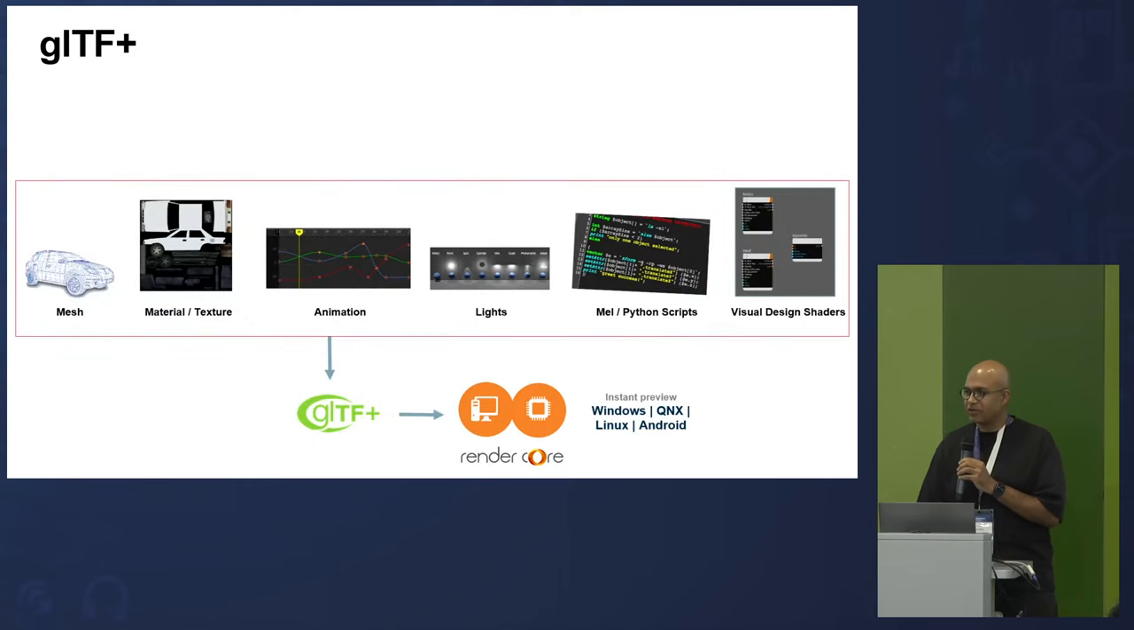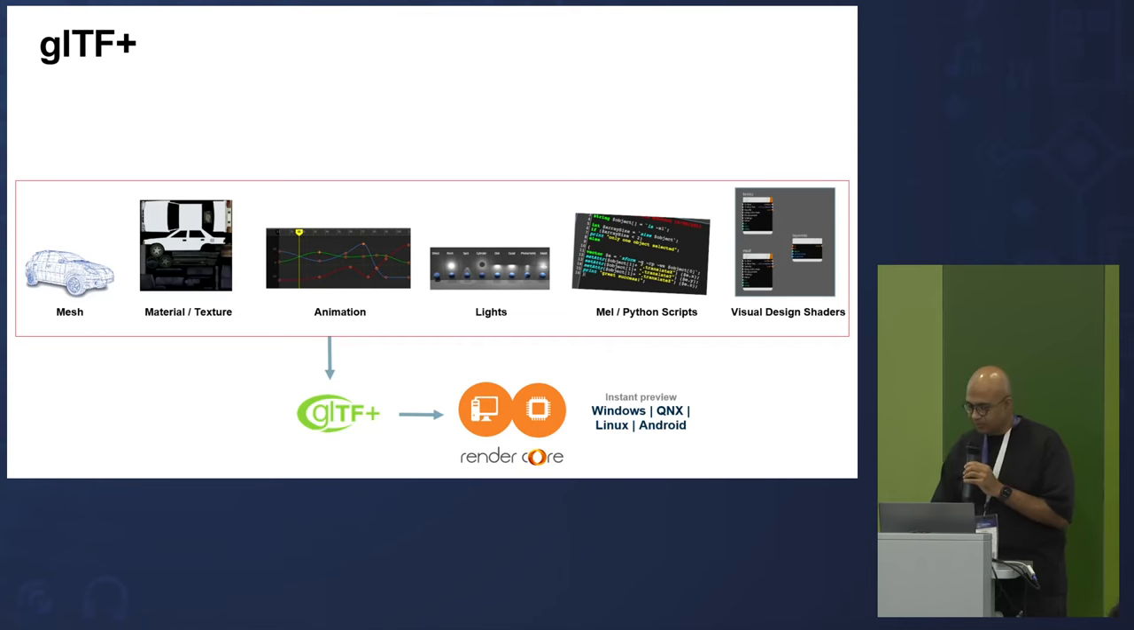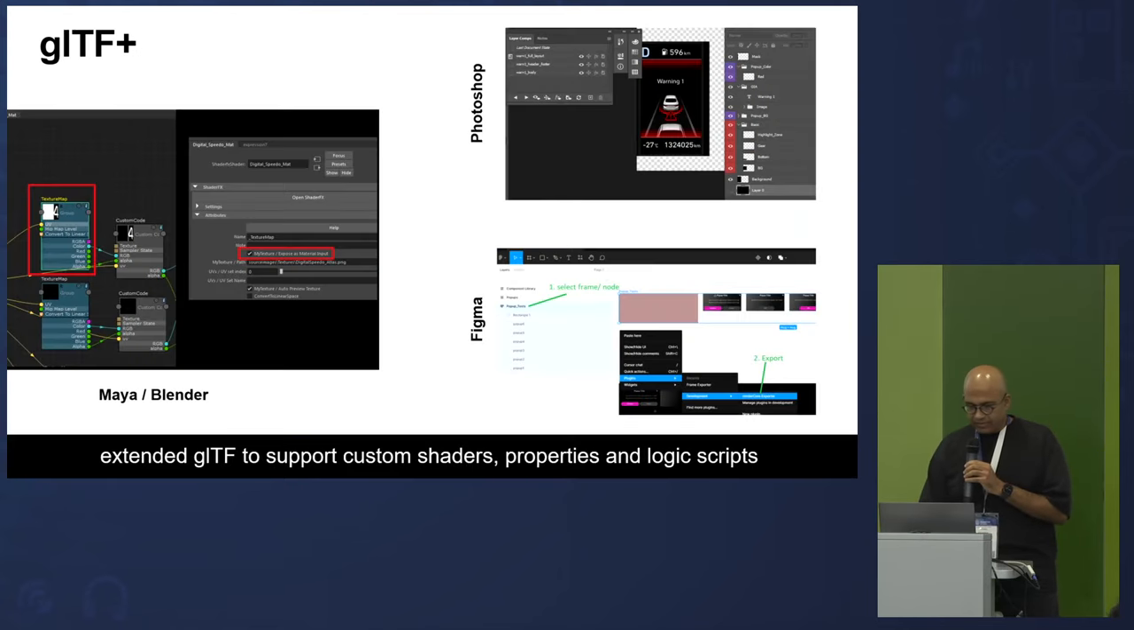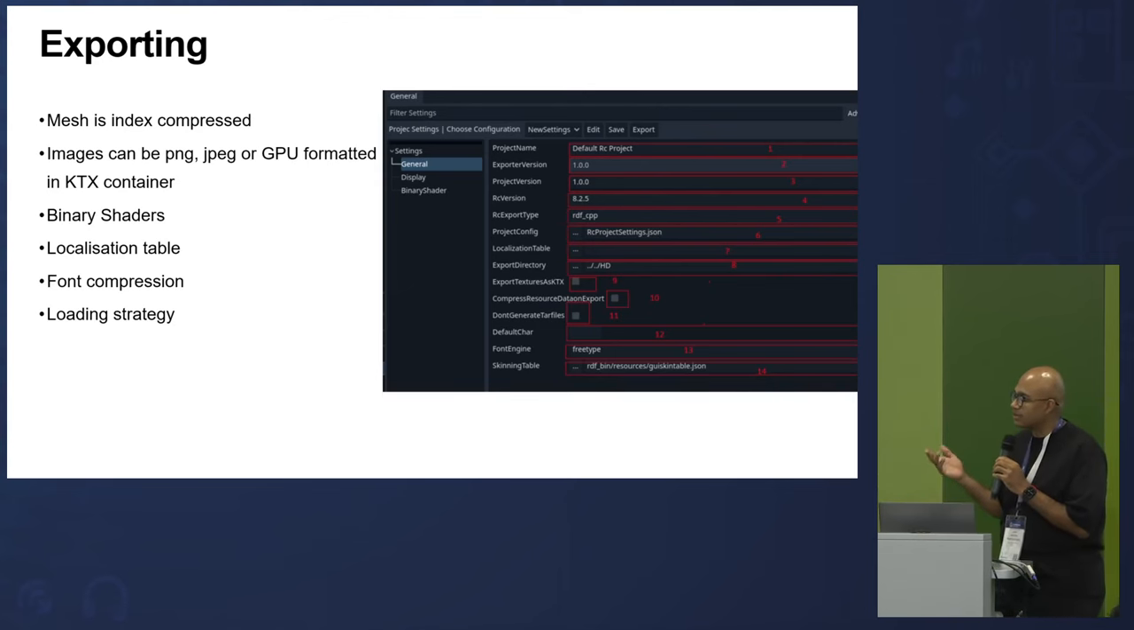GLTF Plus. So if you're using Blender or if you're using Maya, you can do shader effects based node with that, or with Blender, you can also do the same thing. Mel or Python scripts. So all of this can be exported with the exporter and imported into Godot. This is an example of GLTF Plus, and then exporting out, right? So mesh is index compressed, images are compressed with the specific either PowerVR or with KTX, ETC1, ETC2, binary shaders, localization, essentially, where you can have text translations.